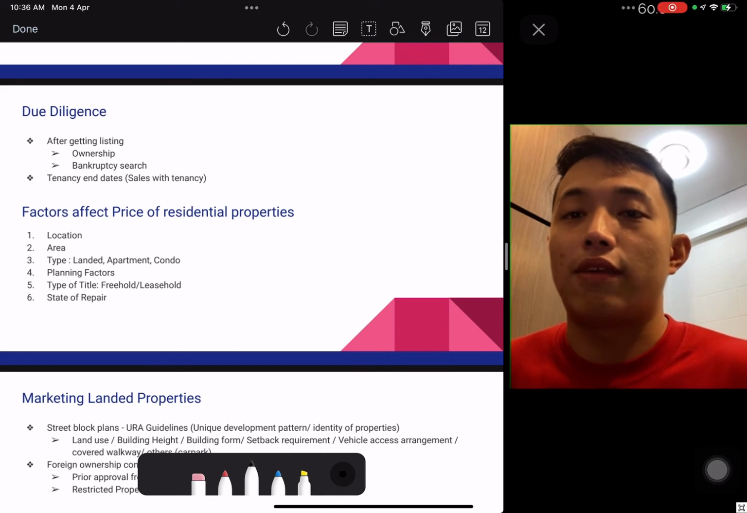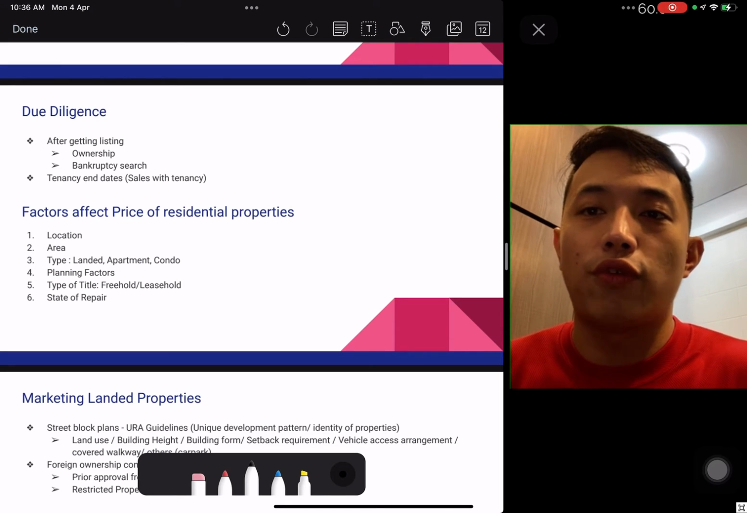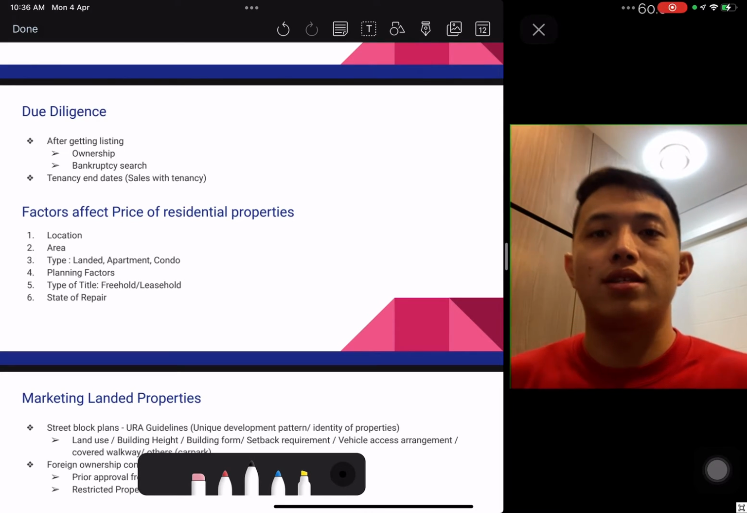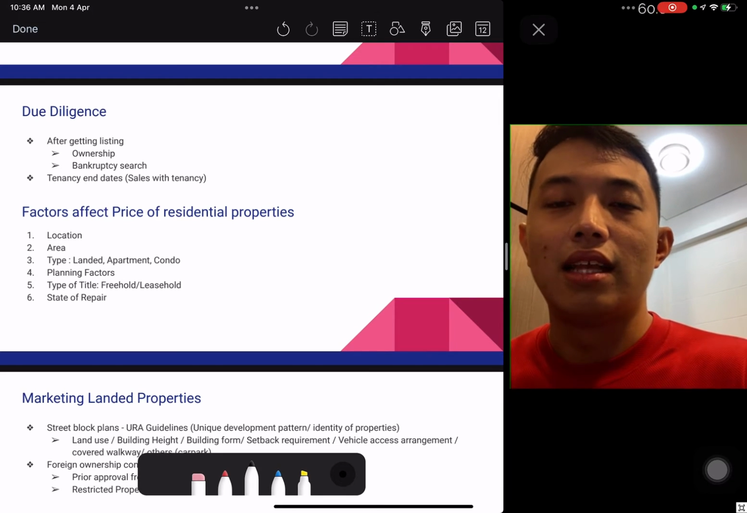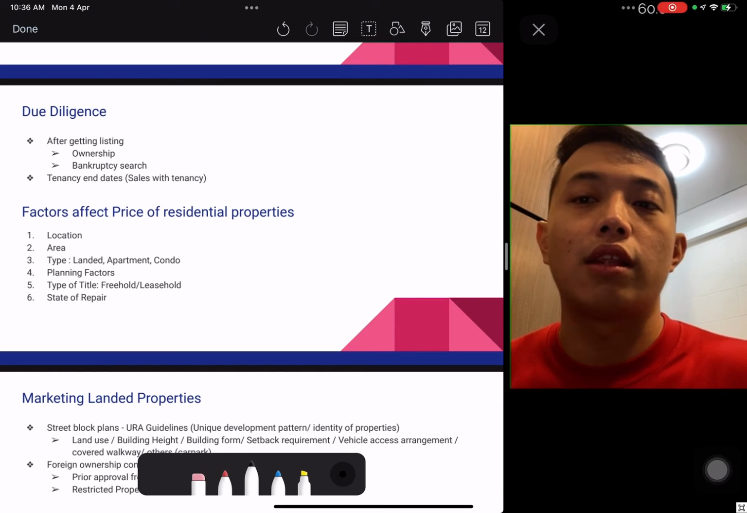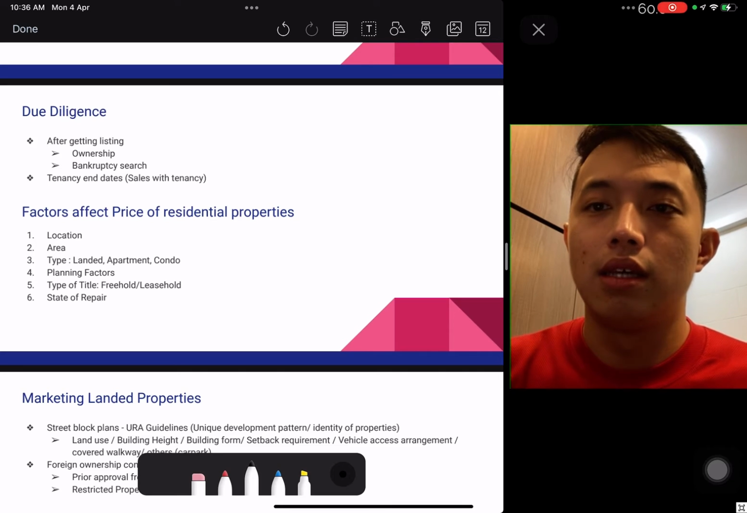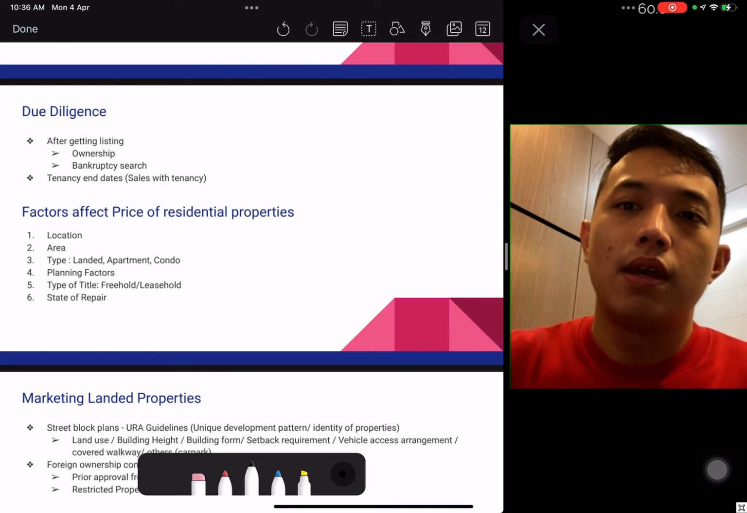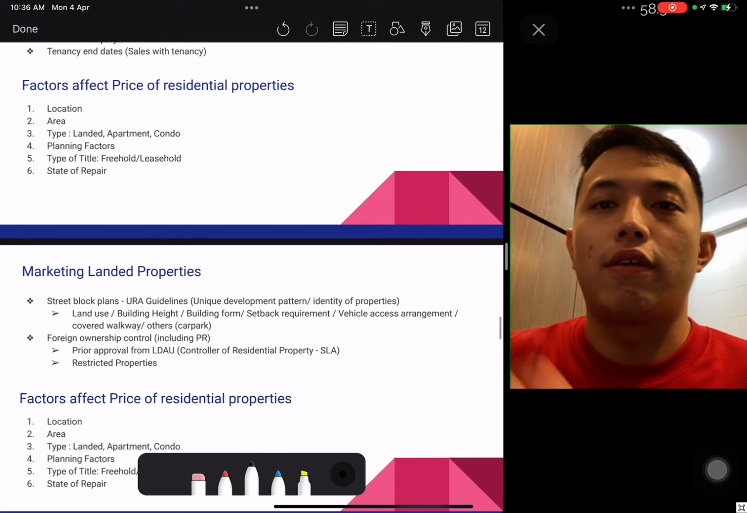Because some bankruptcy cases have sensitive things. And if there is a tenancy, for sales with tenancy, take note of the tenancy starting date and ending date. And do inform in the marketing that this is a tenancy property. Facts affecting prices of a residential property.